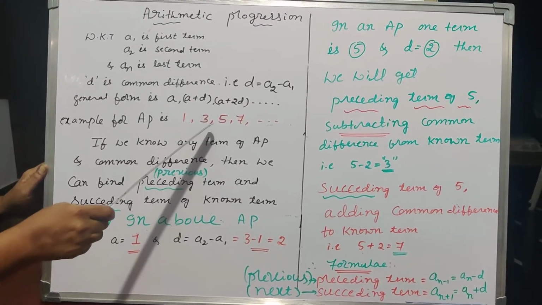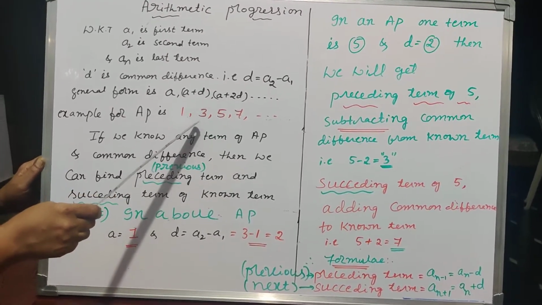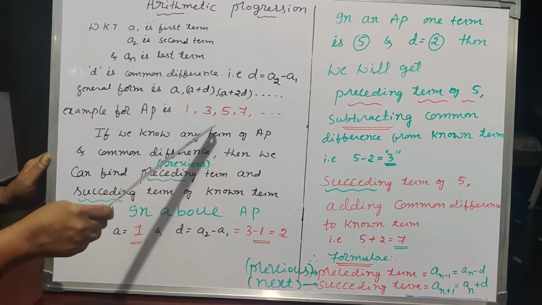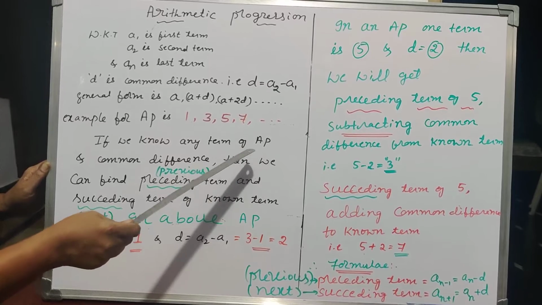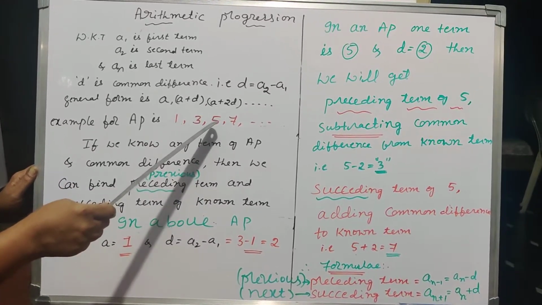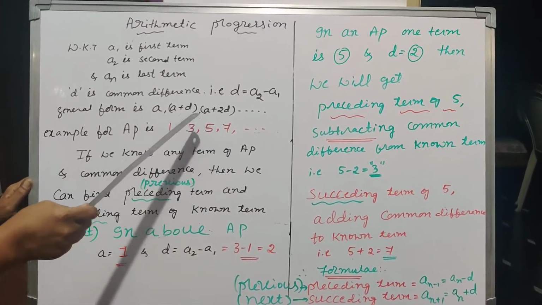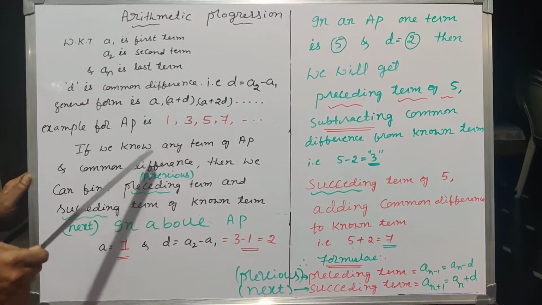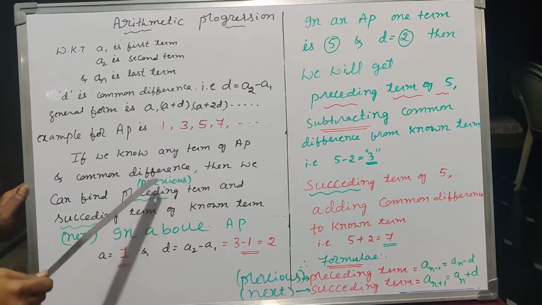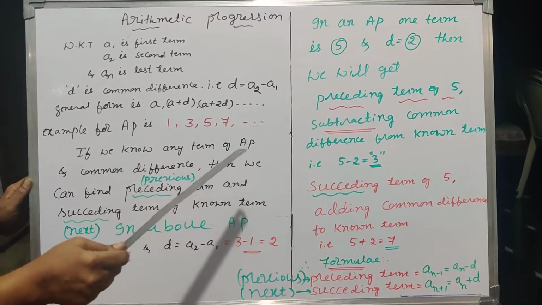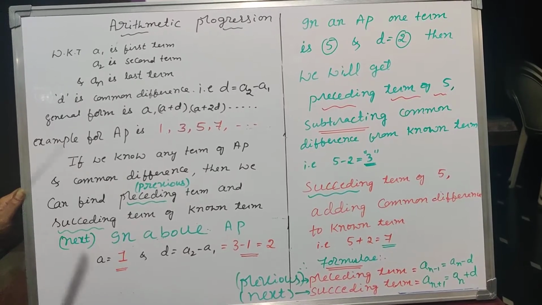See, 5 is the given term. The preceding term of 5 is 3, by subtracting the common difference from the given term, and the succeeding term of 5 is 7, by adding the common difference to the given term. By adding we get the succeeding term, by subtracting we get the previous term or preceding term. Preceding term is the previous term, succeeding term is the next term. You get the idea? Okay.